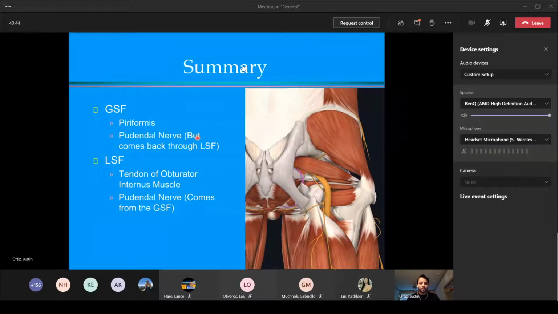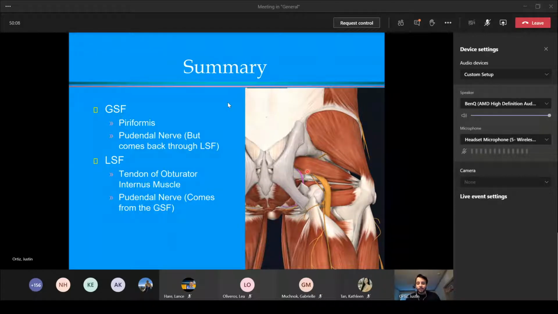So I put a little summary to help you remember. What's going through the greater sciatic foramen would be piriformis and the pudendal nerve. I highlighted the pudendal nerve in purple. You can see it's coming out the greater sciatic foramen, but it's coming back in the lesser sciatic foramen. So it makes this huge turn to go back and supply the genital area or the perineal area, right? That's an image that's going to help you understand what the pudendal nerve does.